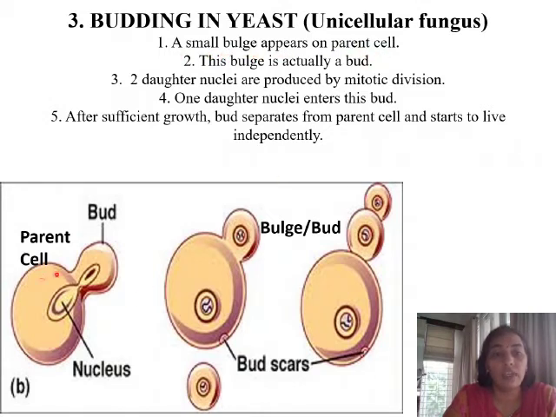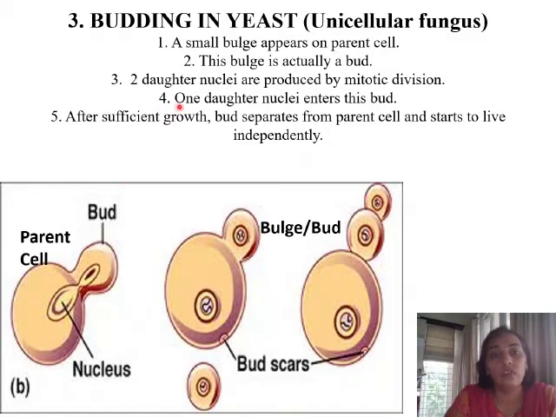So here we have a parent cell, a large one. A small bulge, an outgrowth we can say, appears on the parent cell. This bulge is actually a bud. So this bulge or outgrowth which has appeared on the parent body is actually a bud. Two daughter nuclei are produced by mitotic division. So now what happens next is that the parent nucleus starts dividing and it gives rise to two nuclei.